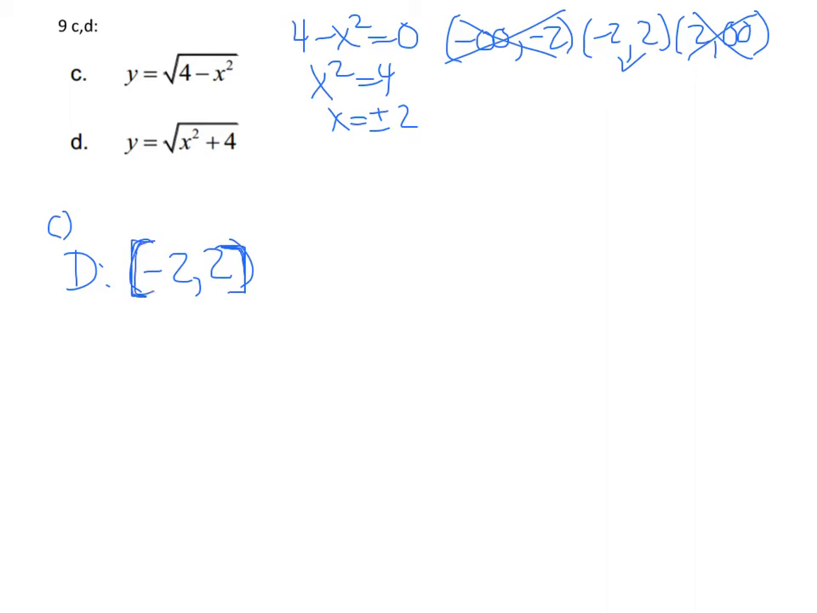To get the range for that, you can start plugging in values, but there's infinitely many of them. So maybe consider something like this. What does the graph of 4 minus x squared look like? Well, the graph of 4 minus x squared looks like this. It's a parabola, shifted up 4 and it's inverted.